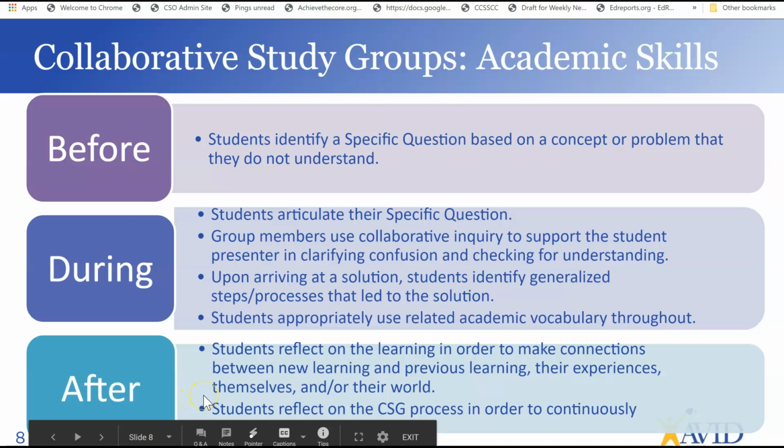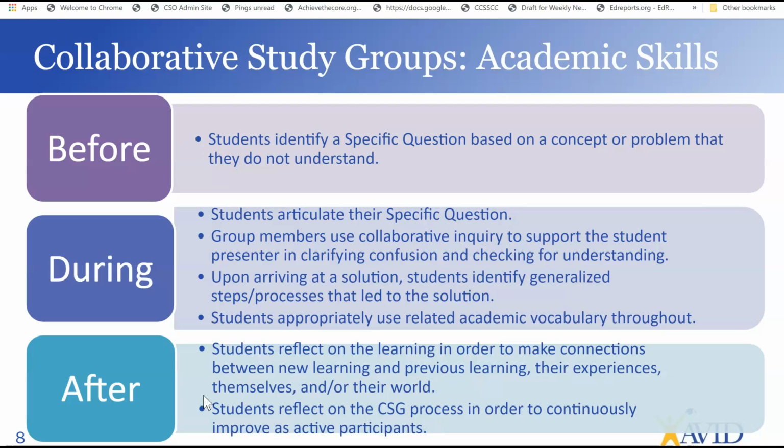Okay, so when you're doing these collaborative study groups, you might want to use this to go through with the students what they really need to be thinking about. So identifying specific question, articulating their specific question when they're in the group, having certain questions or maybe sentence starters that you work with your students on being able to use. I heard you say this. I'm confused why you said this. I agree that you said this, but I think this. So you want to talk with them about how to do all that well during collaborative work.